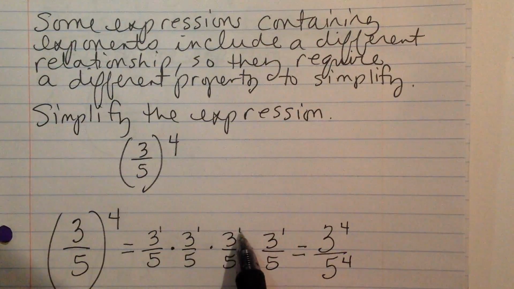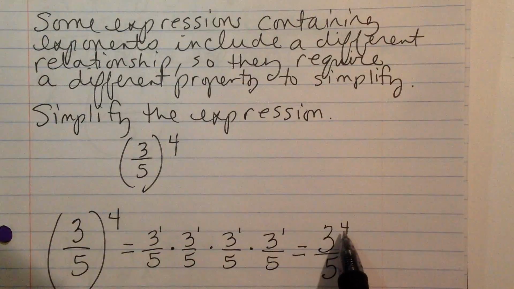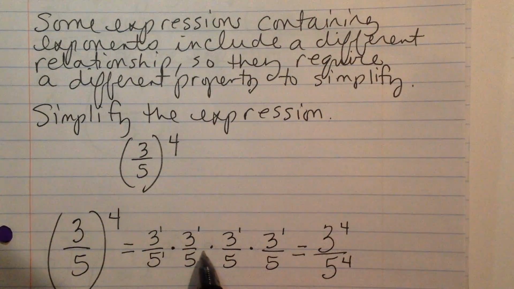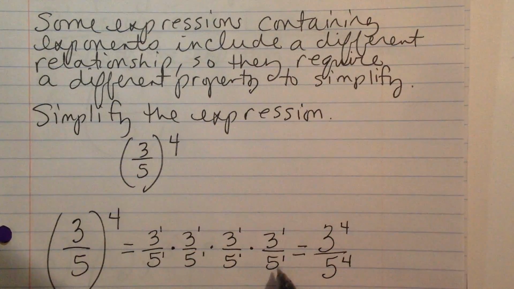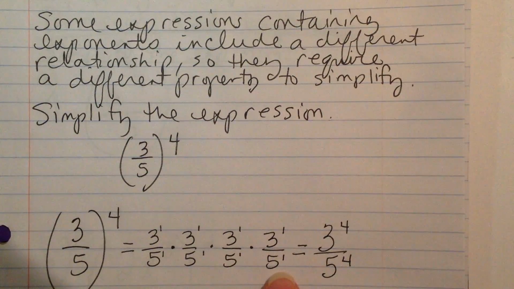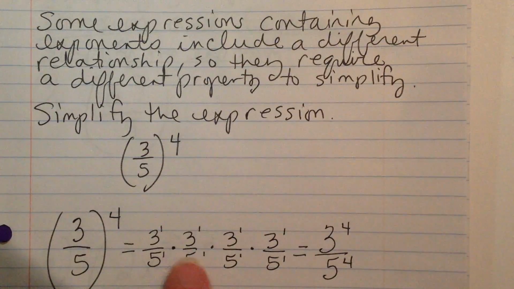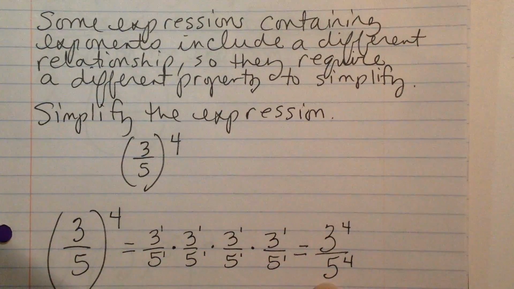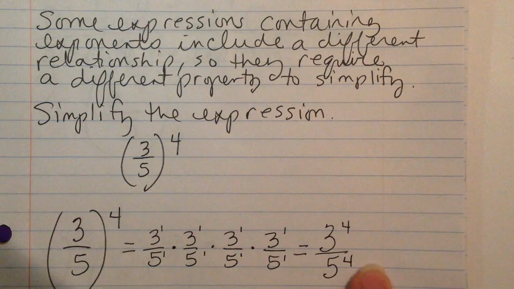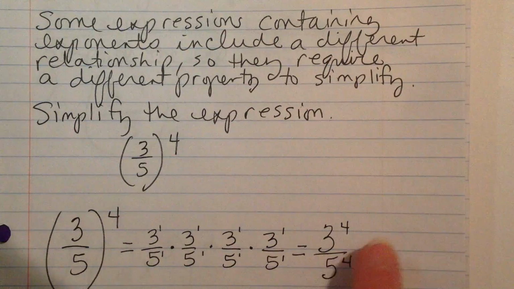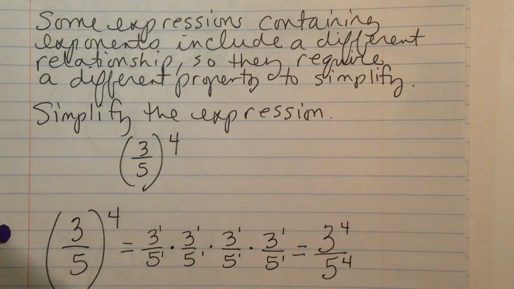1 plus 1 plus 1 plus 1 gives you 4. And if I multiply 5 to the first times 5 to the first times 5 to the first times 5 to the first, that's 4 5s, it would be 5 to the 1 plus 1 plus 1 plus 1, which is 5 to the fourth. So when you're multiplying like bases, you add exponents.